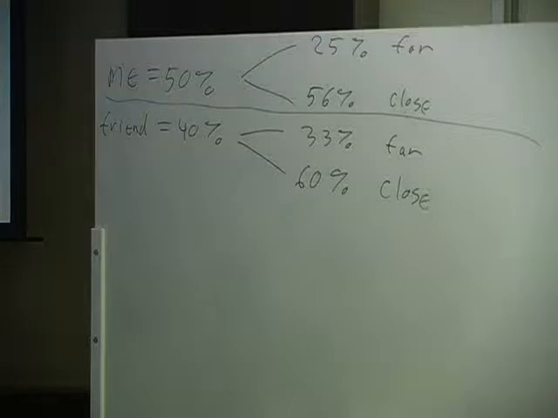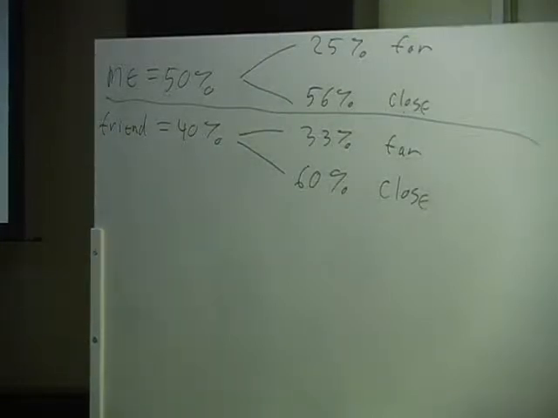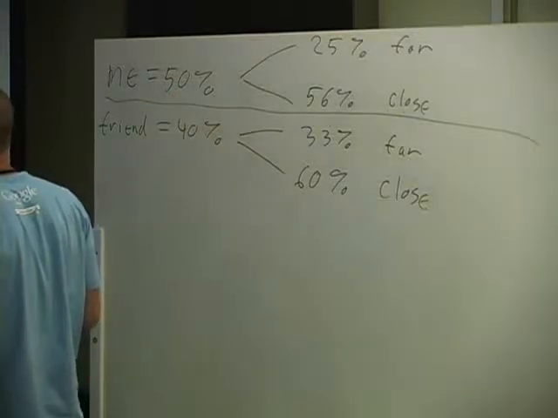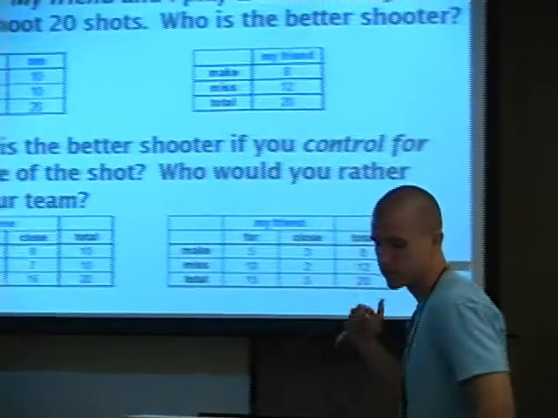Why? Because I'm shooting more shots from close up, and he's shooting more shots from far away, and the far away shots are harder to make. So obviously, if you fix these two ratios to be the same, this thing couldn't happen. But as long as I'm allowed to shoot more close shots, which are easier to make, sorry, and he's shooting more far shots, which are harder to make, then I can wind up doing better in aggregate when in fact he does better from each specific distance.